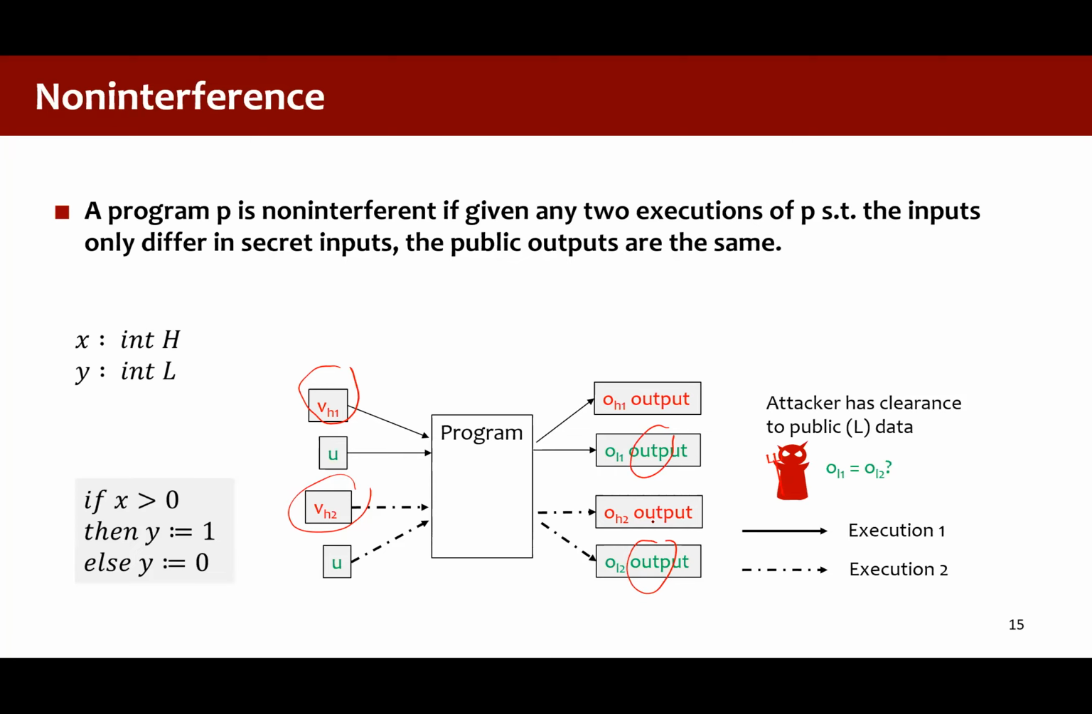I have X and Y. Here, X contains a secret, Y is public. If I have this implicit flow program here, you can imagine that if I have two runs, one run where X is greater than 0, the other run where X is, say, equal to 0, you can see that the attacker's observation will be different. In one run, Y would be 1. In the other run, Y would be 0. So this program is not non-interferent. It leaks information. Therefore, your type system or your runtime monitor should reject this program.